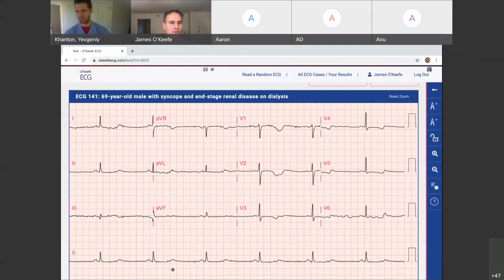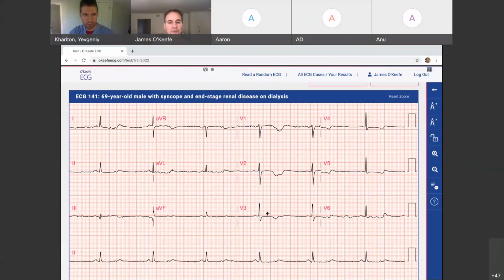So besides the 2-to-1 AV block, anything else? This QRS is actually a little longer than 110 milliseconds, so it's what we call a non-specific interventricular conduction defect, even though it is a sinus rhythm still. And the QT is definitely long. It's real long, and when you adjust for rate, it's still long.